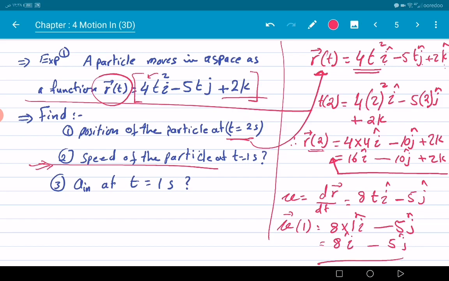Is the question finished? No, I need the speed. So what is the speed? The speed is the absolute value of the velocity, so it's equal to the square root of x squared plus y squared, because here it just moves in two directions. So I put the square root of 8 squared plus minus 5 squared, and it gives you the magnitude.